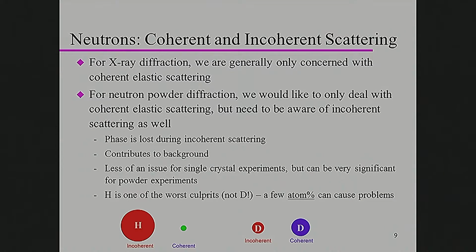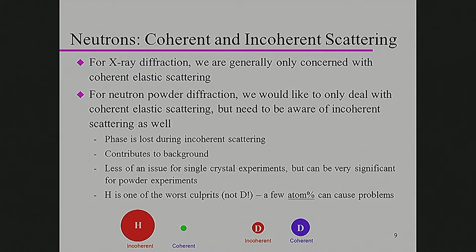One of the worst culprits here is hydrogen. If you look at hydrogen, it has a much larger incoherent cross-section than coherent cross-section. Deuterium, on the other hand, is much friendlier when it comes to neutrons. So especially when I was going through grad school, you were pretty much told, don't bring anything that contains hydrogen to a neutron source because it's going to be a disaster. You'll just have background, and you won't be able to do anything with your data. You better work with deuterated materials.